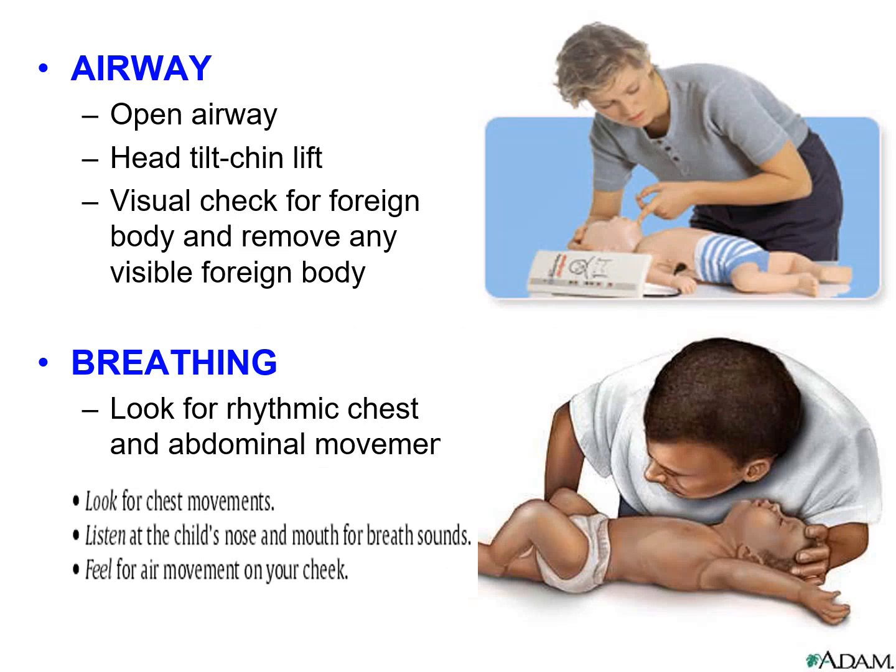Airway. Open up a child's airway by performing head tilt chin lift. Head tilt chin lift can be performed by placing one hand over the child's forehead with fingers from the other hand. Gently lift up the child's chin, as illustrated by the diagram on the right side. After opening up the child's airway, do a visual check for foreign body and remove any visible foreign body.